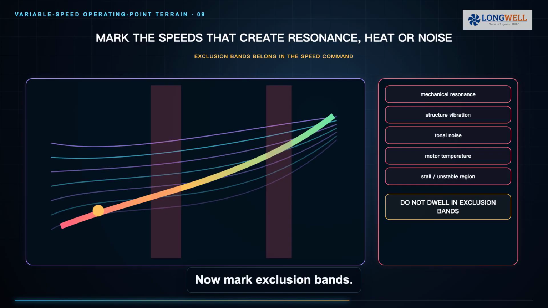Now mark exclusion bands. Mechanical resonance, structure vibration, tonal noise, motor temperature, and unstable aerodynamic regions may occur only within certain speeds. The controller should pass through these regions using an approved ramp rather than dwell there. Exact limits require project testing and product documentation.